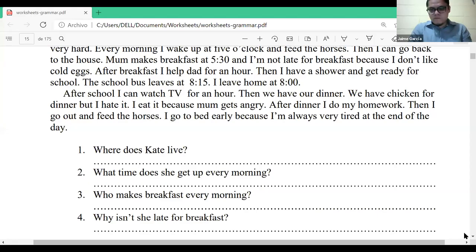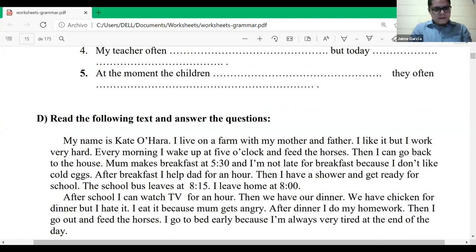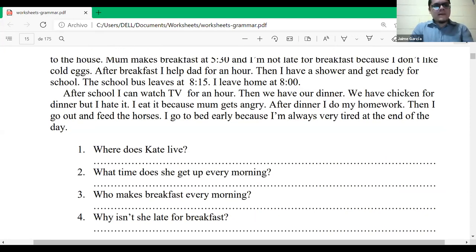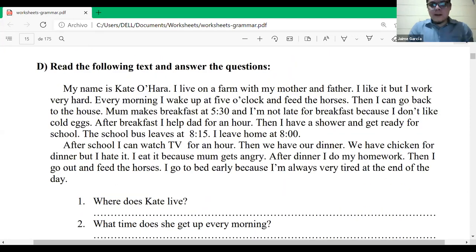Okay, so you have the paragraph right here, and these are the questions I ask you, all right? So my name is Kate O'Hara. I live on a farm with my mother and father. I like it, but I work very hard. Every morning I wake up at 5 o'clock and feed the horses. Then I can go back to the house. Mom makes breakfast at 5:30. And I'm not late for breakfast because I don't like cold eggs. After breakfast, I help Dad for an hour. Then I have a shower and get ready for school. The school bus leaves at 8:15.